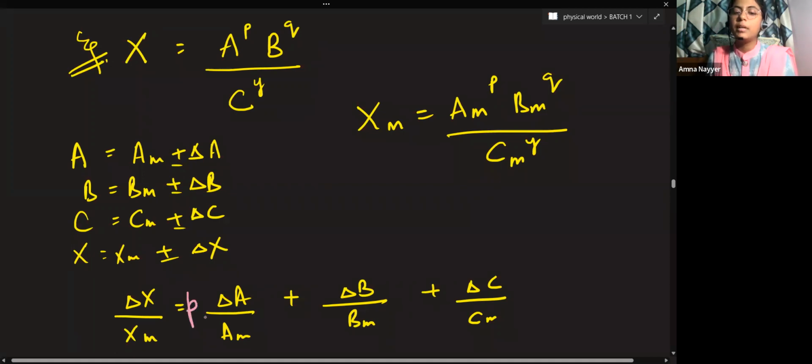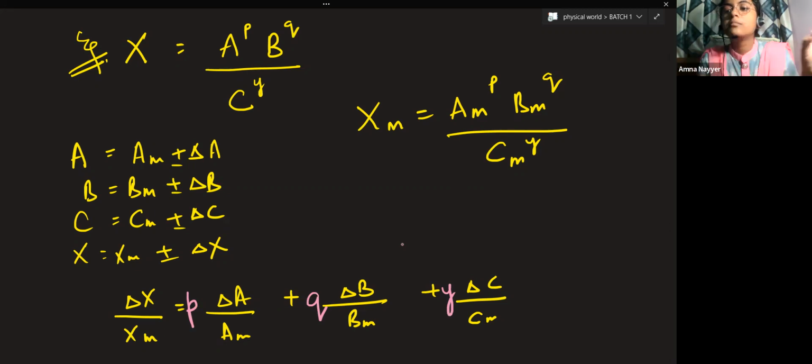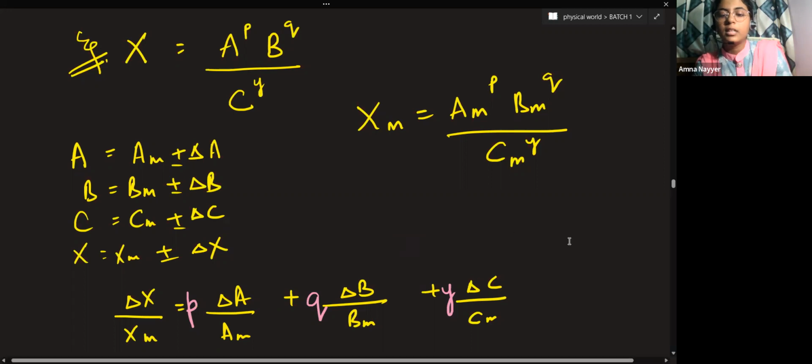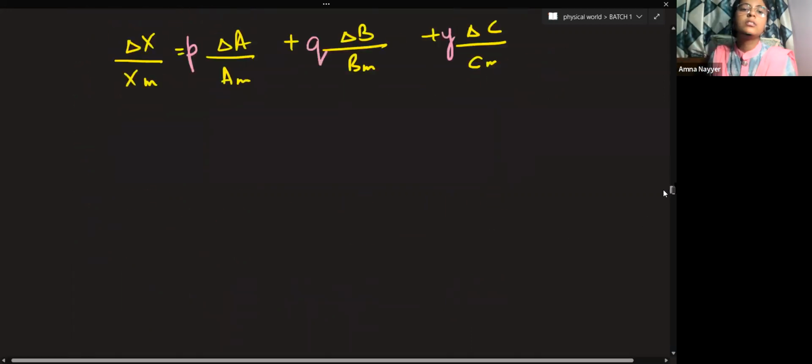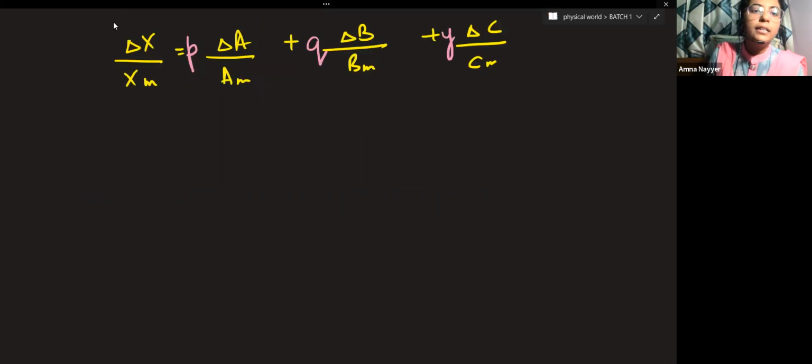Just write p, multiply it with p. B to the power q, q will come here. C to the power y, y will come here. In this manner, it is calculated. Whatever your delta x values are, just multiply them by all the powers that are given. We'll do a question to solve it and understand it.